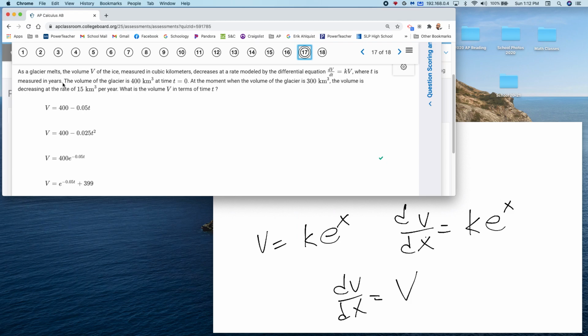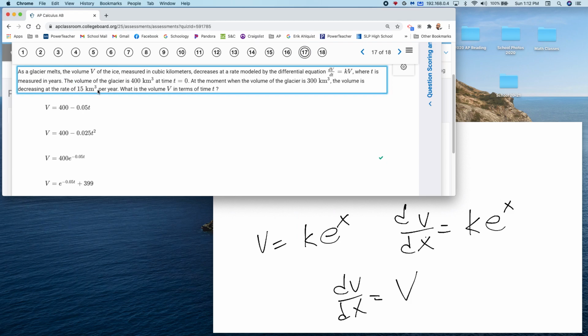But these words on here, all this information is not necessarily needed. It's how they get the 400, this constant up here, but you don't really need it. What you really need to realize is anything with this equation up here, where the derivative is equal to a constant times the original function, only works with these types of functions. So you just have to recognize that.